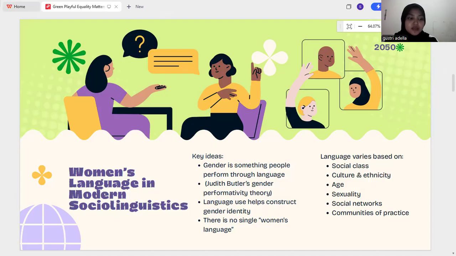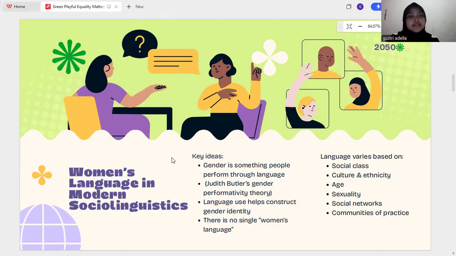So, scholars now believe that gender is something people perform through language, influenced by Judith Butler's theory of gender performativity, and language helps people construct their gender identity. And there is no fixed way that all women speak.